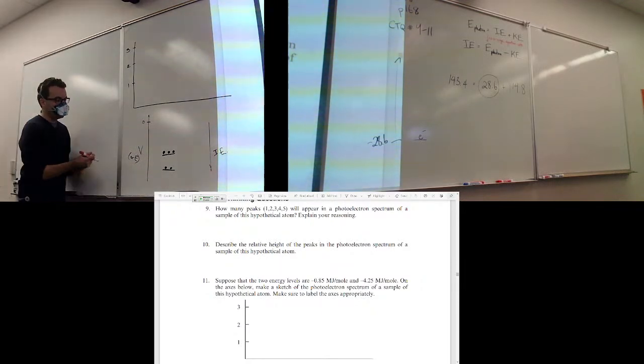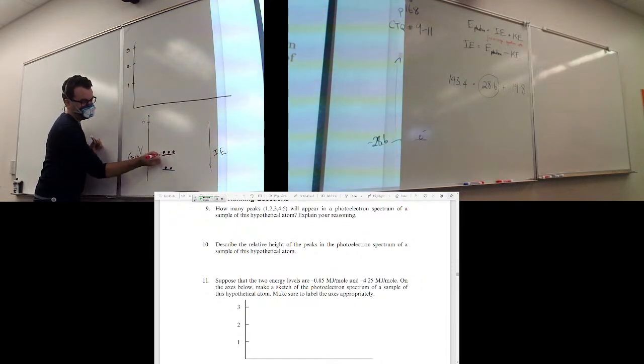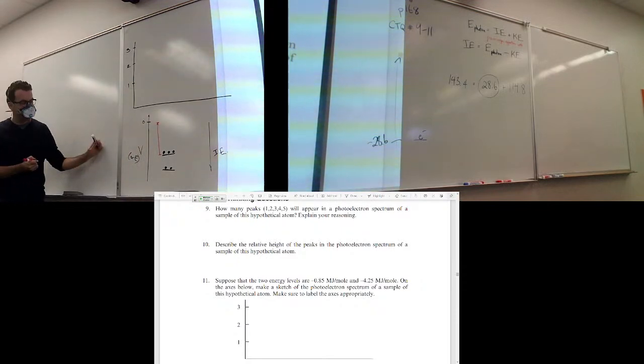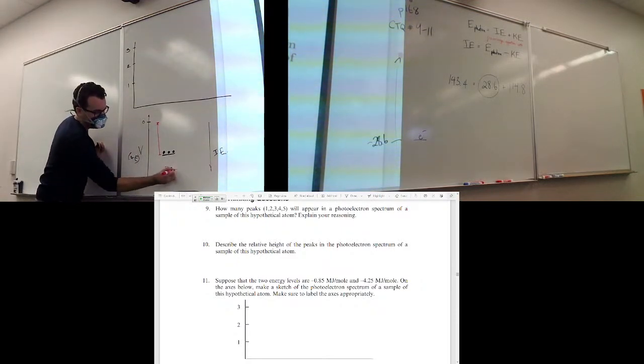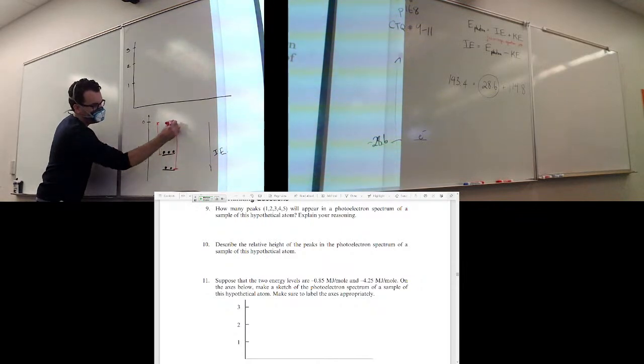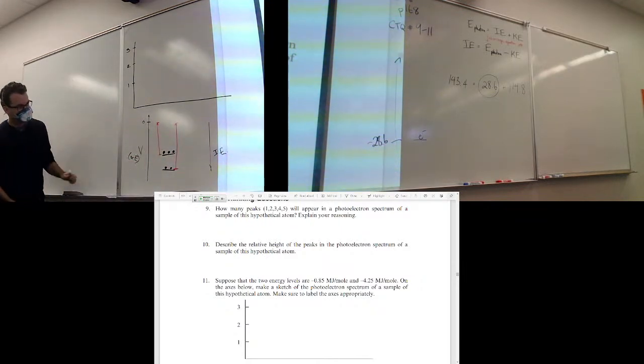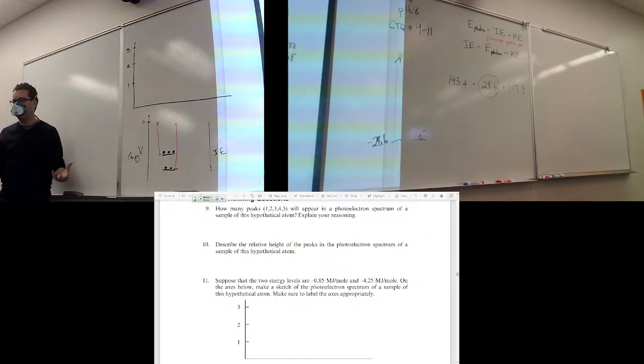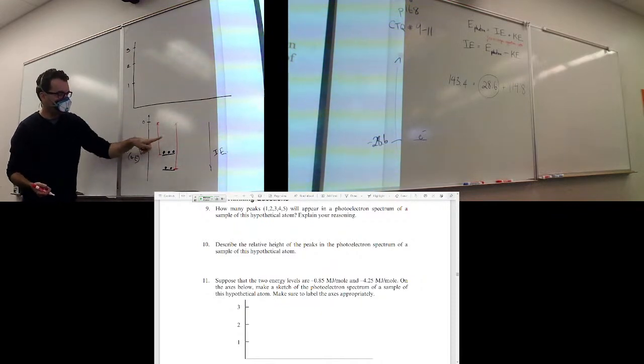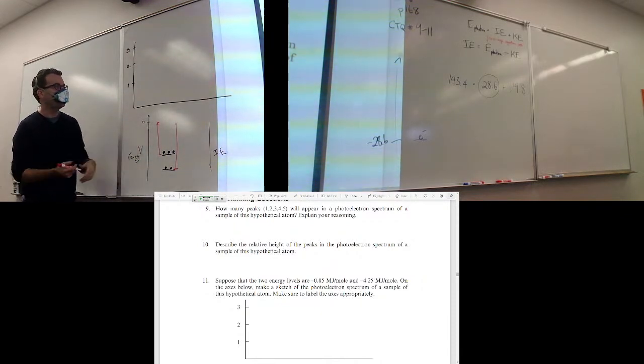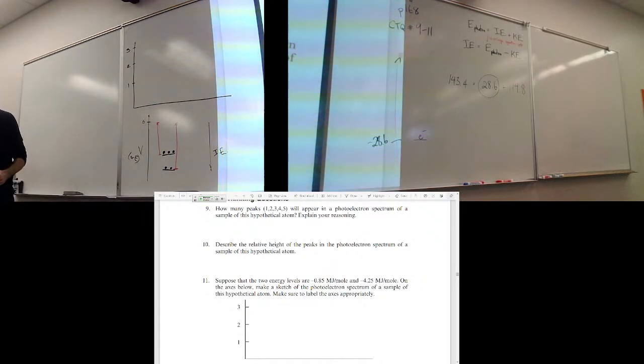Just 2. So you can either remove one of these electrons, which cost that much energy to remove. That's the ionization energy you need. Or you can remove one of these 2 electrons, which cost a little bit more ionization energy. Remember, ionization energy is the amount of energy you need to bring those potential energies back to 0. So you've got 2 ionization energies. So you'll see 2 peaks. What about the relative height of the peaks?